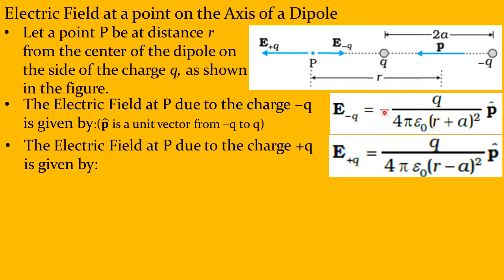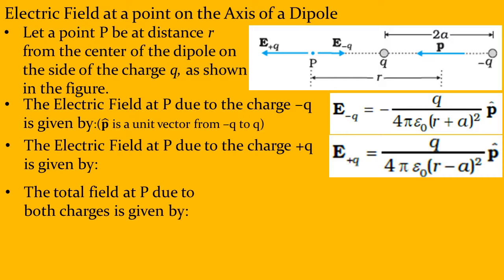The electric field due to the positive charge Q at P can also be calculated using Coulomb's law. The electric field E due to the charge Q is again given by 1 by 4 pi epsilon naught. And what is the distance here? R minus A. So (R minus A) whole square. We have the charge Q in the numerator and p hat. This is a unit vector along the direction of the dipole.